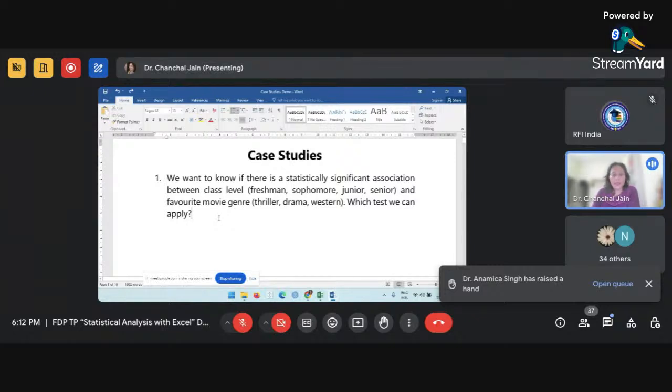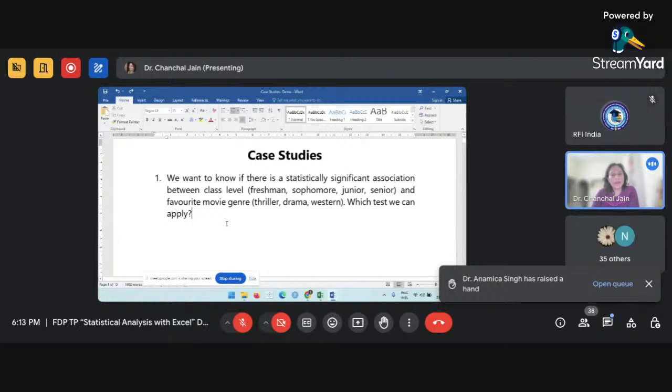My reasoning is that the situation says we want to know if there is a statistically significant association between class level and the movie genre. We want to find the association between the two variables, and both variables are categorical. So the nature of variables is categorical, and it is quite obvious we will not go for any parametric test, that means ANOVA, regression, t-test. We are left with only the non-parametric tests.